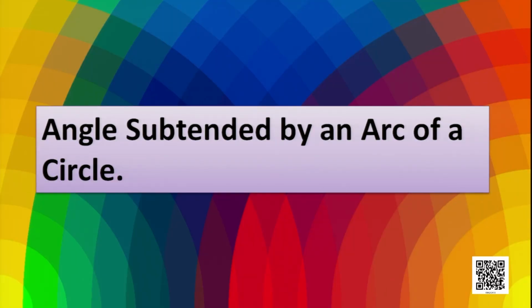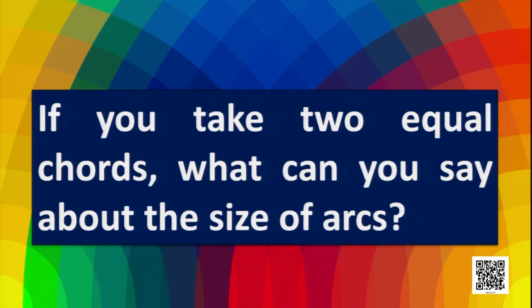Dear students, today we are going to discuss from class 9 mathematics book, chapter 10, that is circles, part 6. Today we are going to discuss angles subtended by an arc of a circle. So before going to discuss this, let's understand what is angle subtended by an arc. You see, if you take two equal chords, what can you say about the size of the arcs?